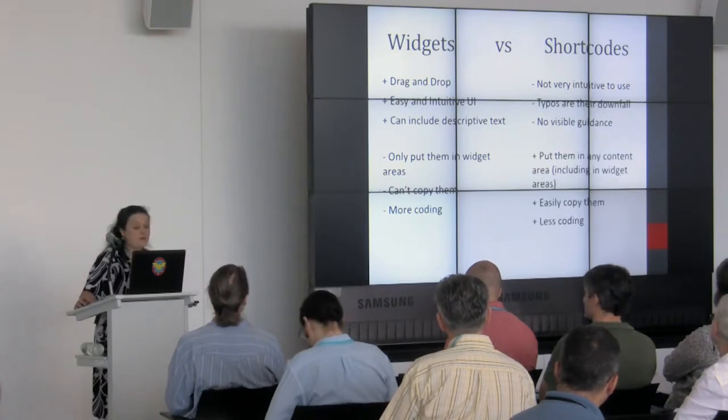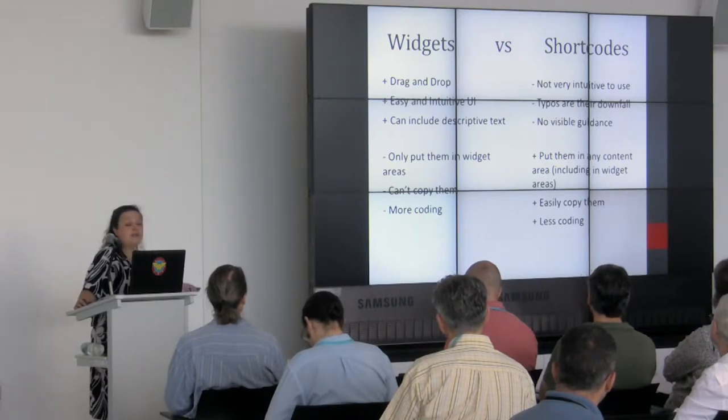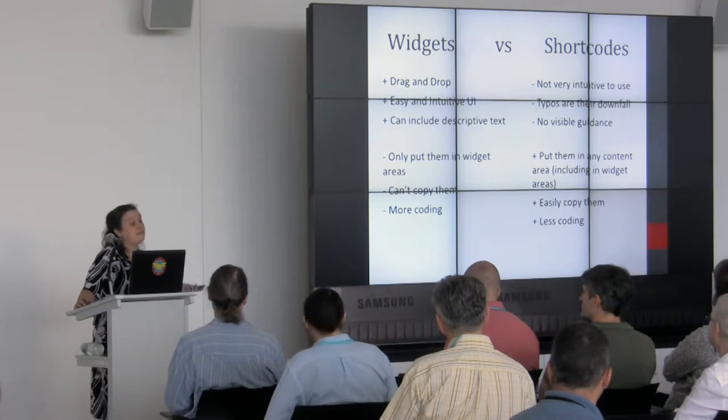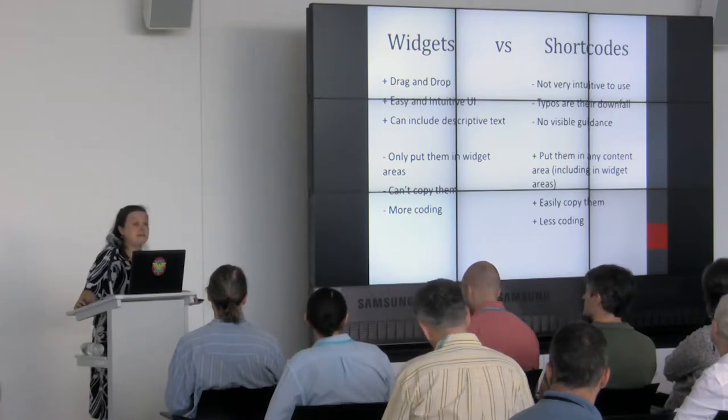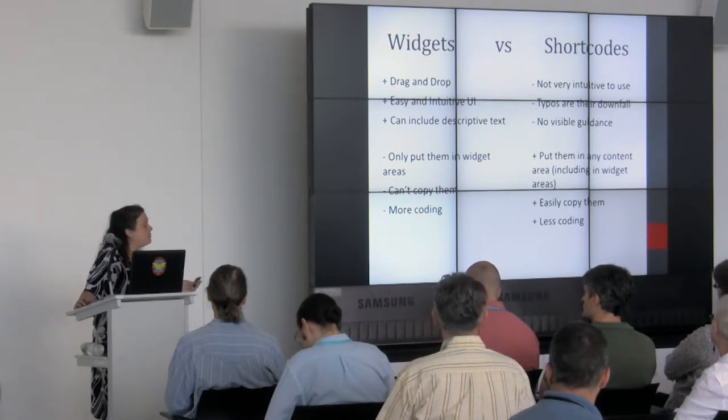For the pros on shortcodes, you can put them in any content area, so anywhere in the middle of your post, top of your post. You can also put them in widget areas, again, if that's been enabled for your theme, which is literally one line of code to do that. You can easily copy them because they're just text. Copy paste them. You put them right in your documentation. Say, here are some examples.